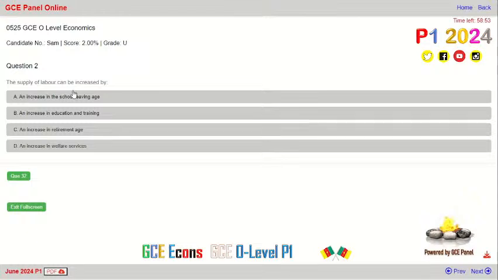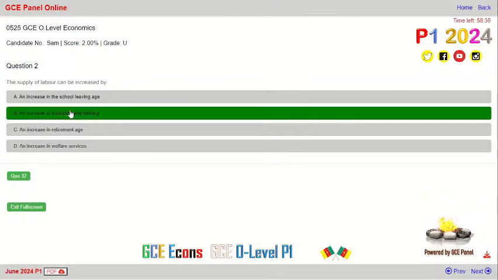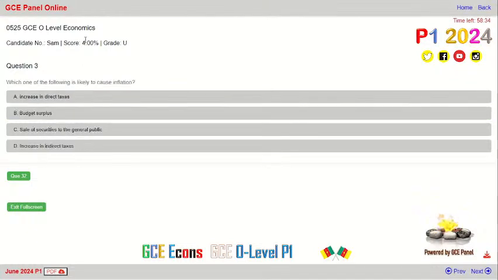Question 2, the supply of labor can be increased by: A, an increase in school leaving age, B, an increase in education and training, C, an increase in retirement age, and D, an increase in welfare services. Okay, so here we have an increase in education and training. So my score now is 4%.